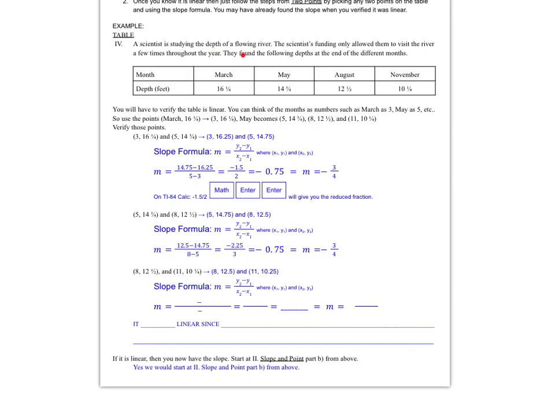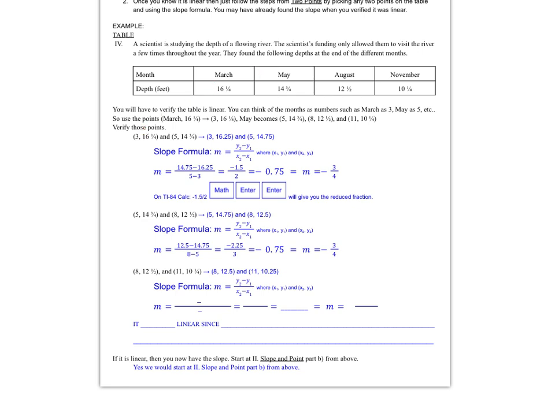A scientist is studying the depth of a flowing river. The scientist's funding only allowed them to visit the river a few times throughout the year. They found the following depths at the end of the different months. March it was 16.25 feet deep, and May it was 14.75 feet deep. August 12.5 feet deep, and in November it was 10.25 feet deep. What we need to do is find then the slope between them. At no point does it say that we have a linear model.